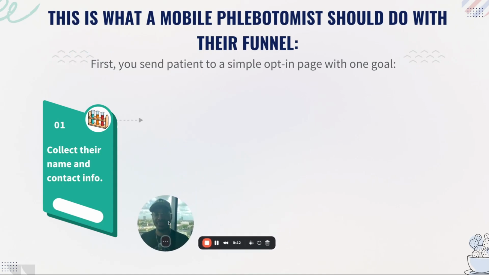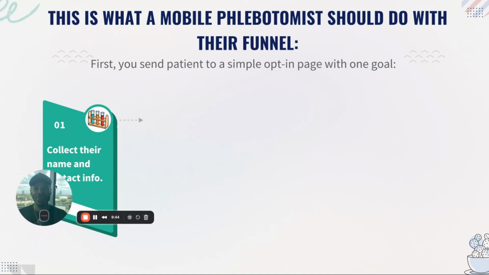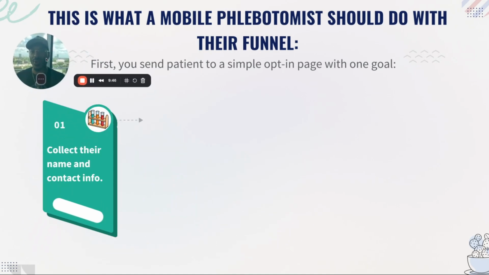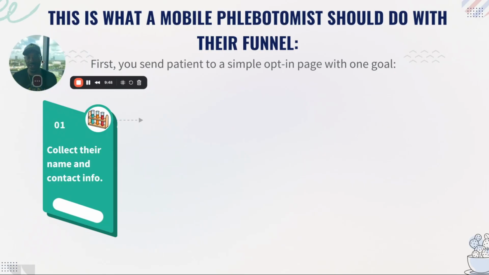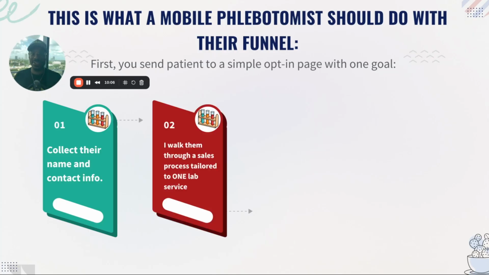Now, phlebs, this is what a mobile phlebotomist should do with their funnel, okay? First, you're going to send your patient to a simple opt-in page with just one goal, okay? And that one goal is to collect their name and contact information. Remember, we're doing this for intentional purposes. We're giving away free things, free knowledge, free value for what? So that we can collect our patient's contact information.